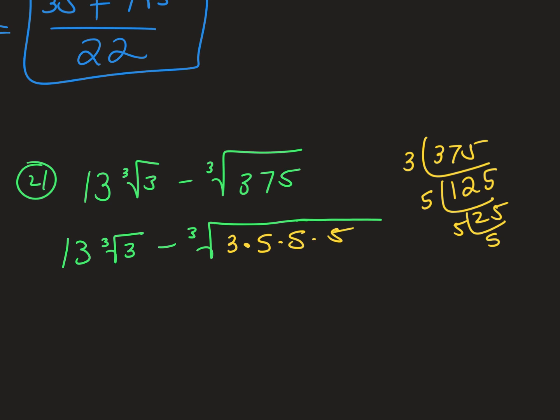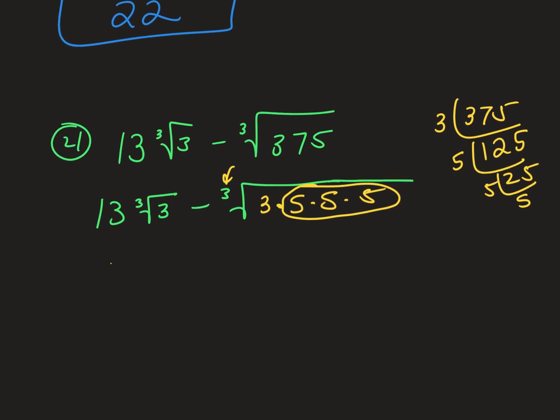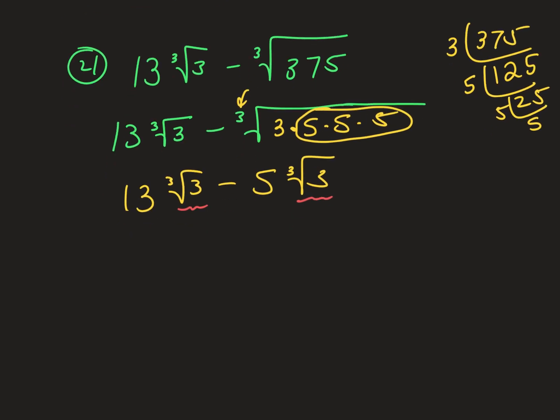How many of a kind do you need in order to take out a group? How many of a kind do we need? 3. Do we have 3 of a kind right here? Yep. So this becomes 13 cube root of 3 minus 5 cube root of 3. Do you now, guys, have like terms? Yes. So can we subtract now? What's 13 minus 5? This is 8 cube roots of 3.